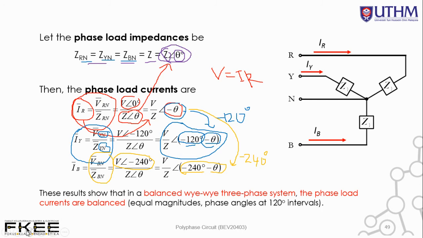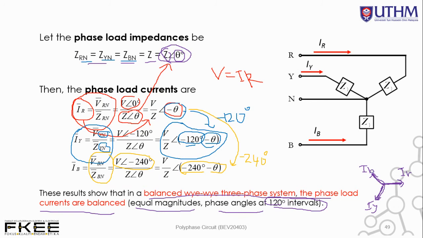So this result shows that in a balanced YY three-phase system, the phase load currents are balanced, meaning equal magnitudes and phase angles at 120 degree intervals. From I_R, same magnitude means the same length of arrow, the one I am drawing right now. So we have the second phasor, which is I_Y, same length, the one I am highlighting. The third one is I_B in this direction. Same magnitude means same length, with equal phase angle of 120 degree interval. This is 120 degree, another 120 degree, and this one also 120 degree difference.